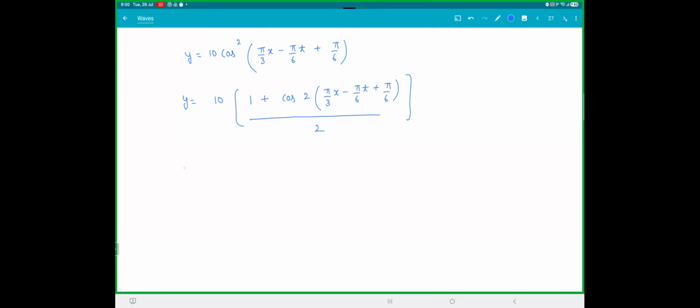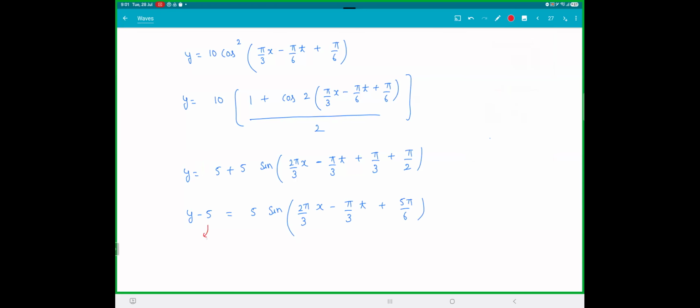This can be written as 10 by 2. So this is y minus 5 is equal to 5. And you can write cos as sine 90 plus theta. Don't write sine 90 minus theta. I don't want omega to become negative. Then this will become 2 pi by 3 x minus pi by 3 t plus pi by 3 plus 90. Sine 90 plus theta is cos theta. And that 5 also I brought to this side. So y is equal to 5 plus. So bring that 5 this side. You get y minus 5 is equal to 5 sine of 2 pi by 3 x minus pi by 3 t plus 5 pi by 6. There.